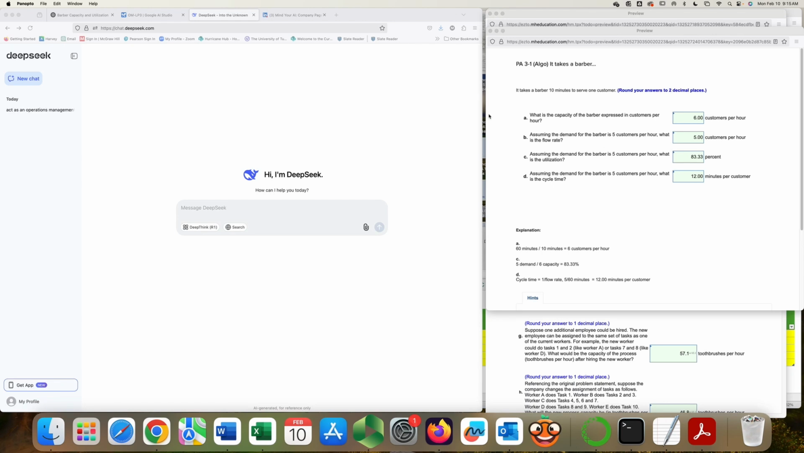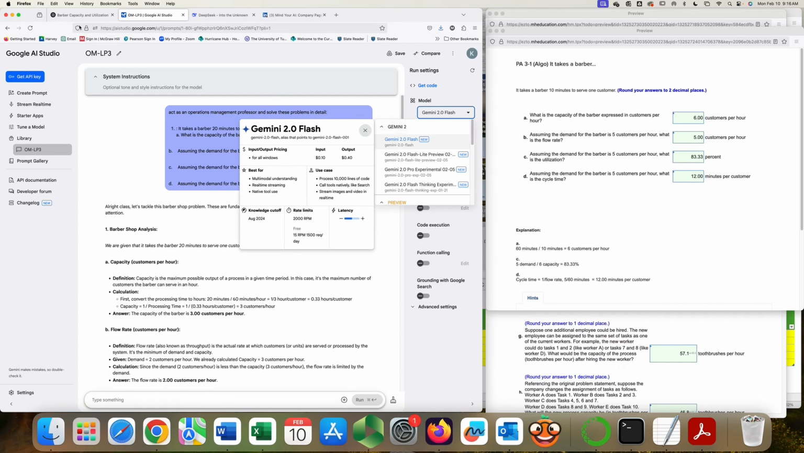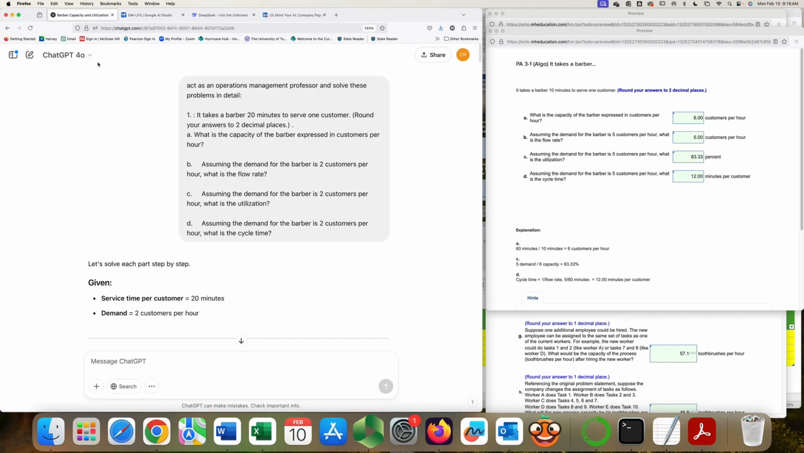So what I did here, I have DeepSeek, the current model in DeepSeek, and I have Google AI. We'll be using Gemini, the Gemini 2.0 Flash. This is the newest version, and also ChatGPT 4.0. I copied and pasted the question, but I said in the beginning, to give some context, act as an operations management professor and solve these problems in detail. And I gave the question 1, all the A, B, C, D questions.